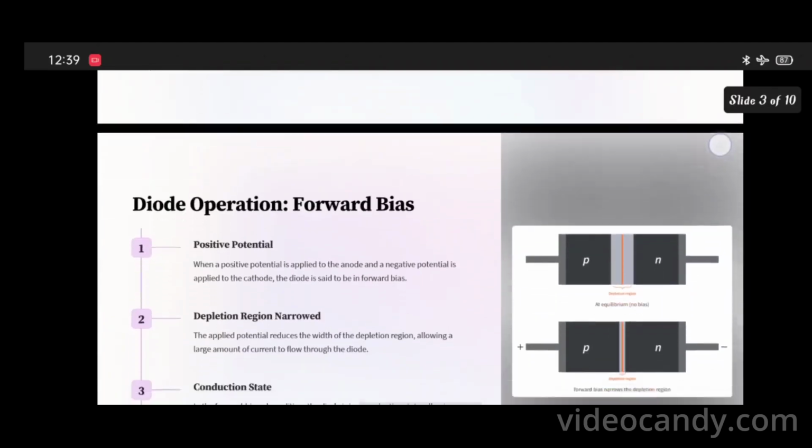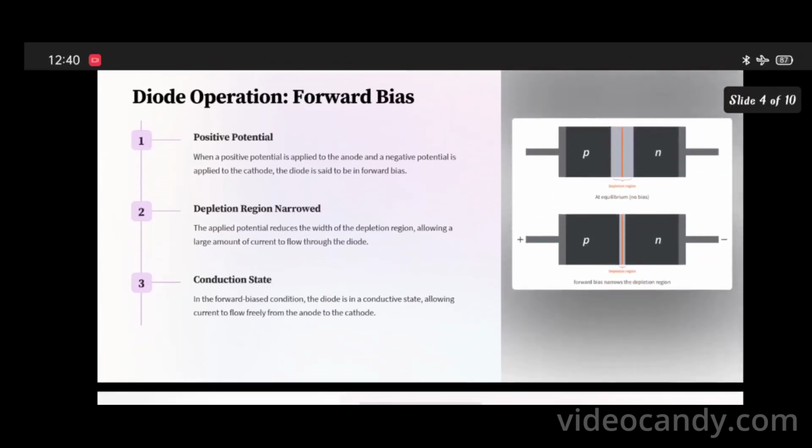Next, diode operation, forward bias. Number one point is positive potential, where a positive potential is applied to the anode and a negative potential is applied to the cathode. The diode is said to be in forward bias.